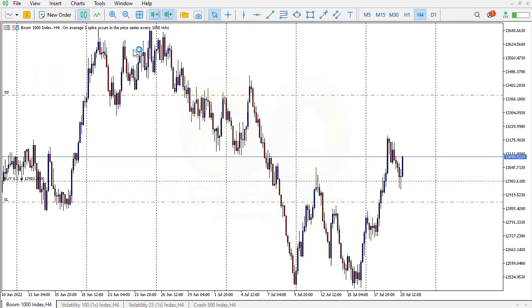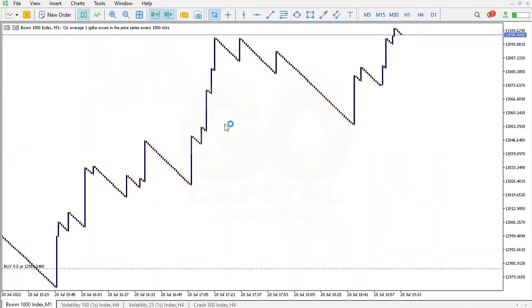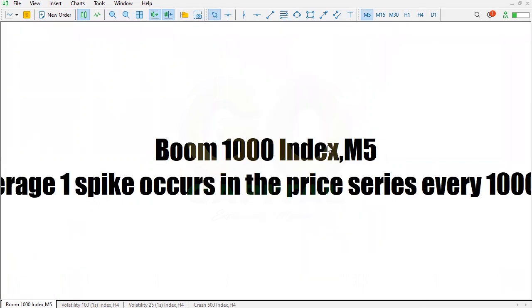This is the same asset that when you see on the 1 minute, let me show you, looks like this. So these are Renko charts. I just got this number of spikes that you can see here. Let me switch to the 5 minutes time frame so that you can see it contained in one window.